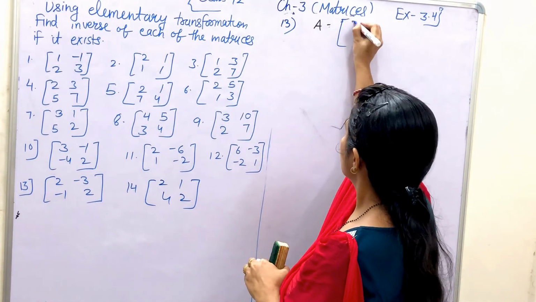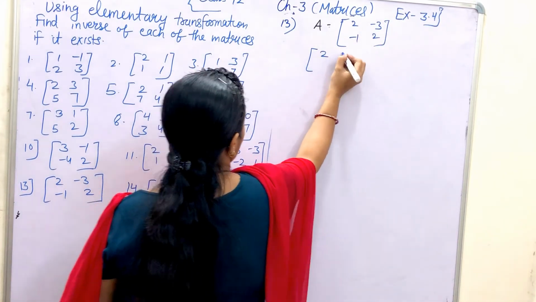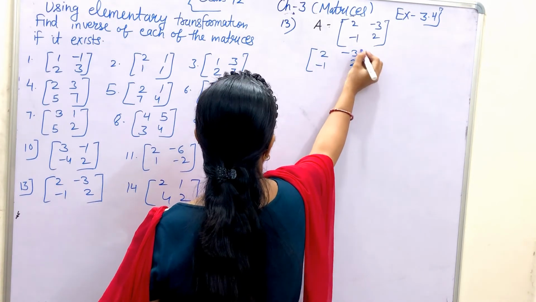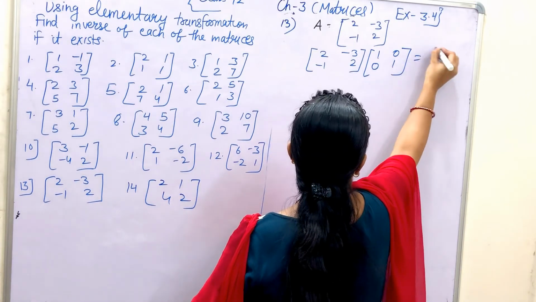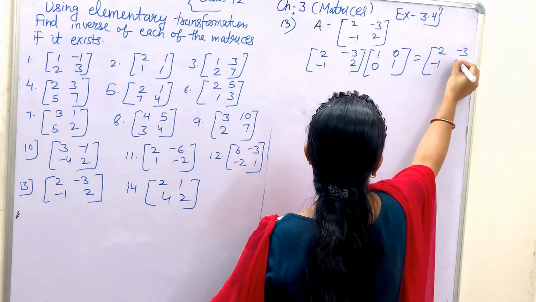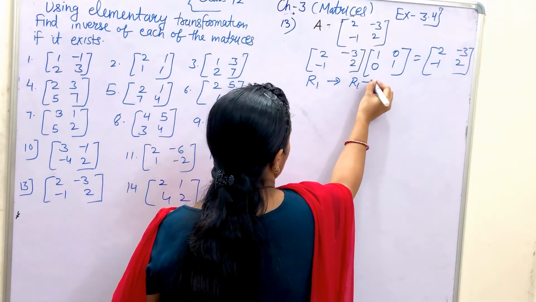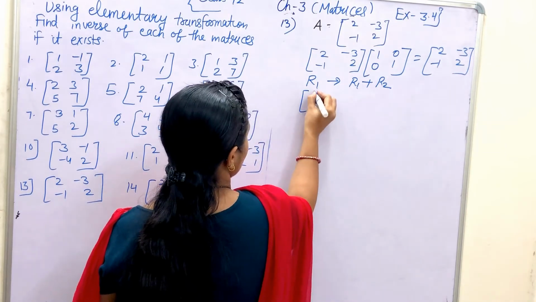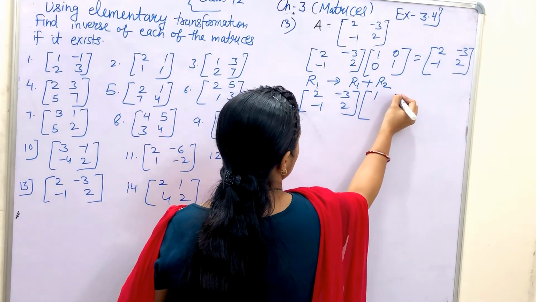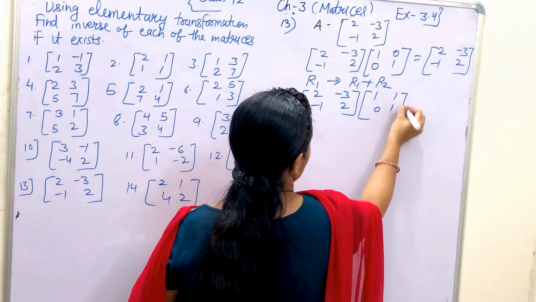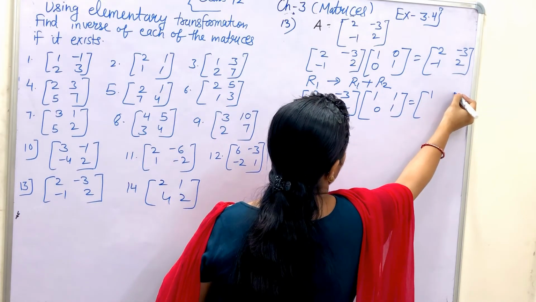A is [[2, -3], [-1, 2]]. A equals I times A, with identity 1, 0, 0, 1. Here R1 plus R2. We get 2 minus 1, that is 1. Minus 3 plus 2, that is minus 1. On the right, 1 plus 0 is 1, 0 plus 1 is 1.